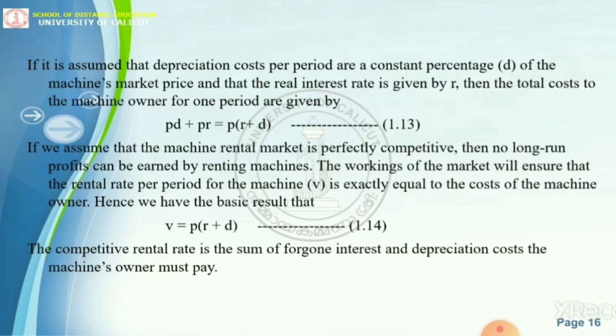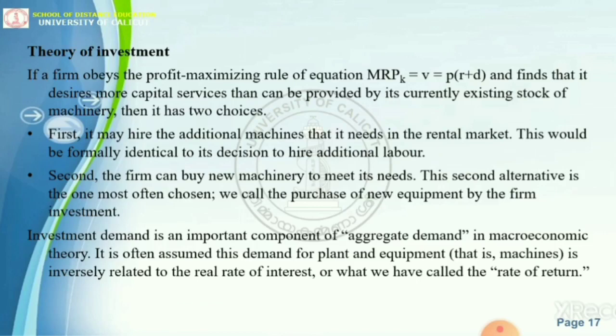Hence, we have the basic result that V equals P into R plus D. So, the competitive rental rate is the sum of foregone interest and depreciation cost the machine's owner must pay. The theory of investment: if a firm obeys the profit maximization rule of MRP of K equal to V equals P into R plus D, and finds that it desires more capital services than can be provided by its currently existing stock of machinery, then it has two choices.